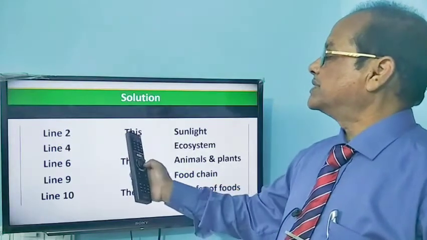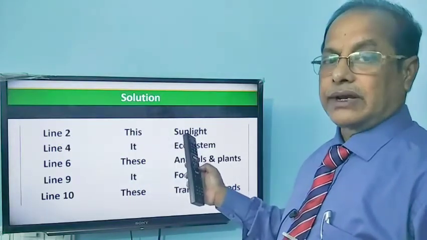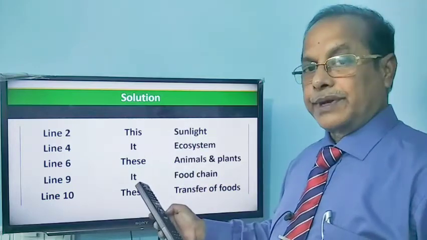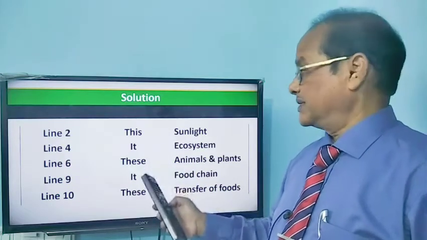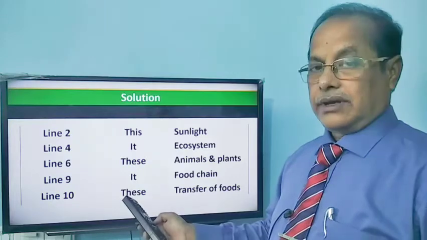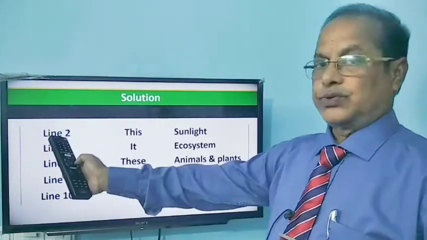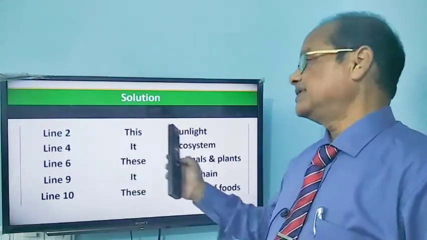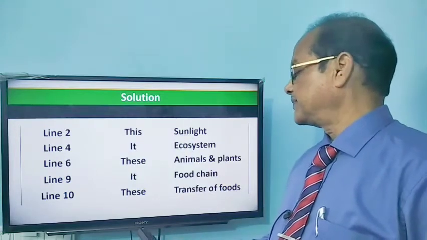Line 2, this has been replaced by sunlight. So this is the way of writing the answer of this question number 8, pronoun reference. Line 2, this has been replaced by sunlight.